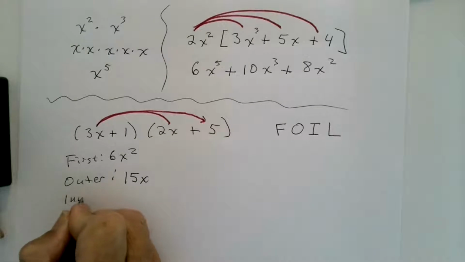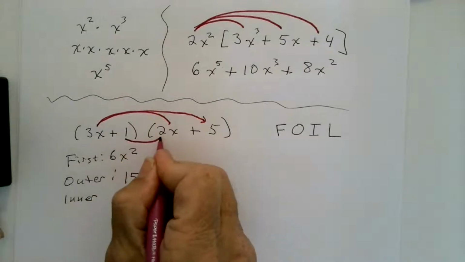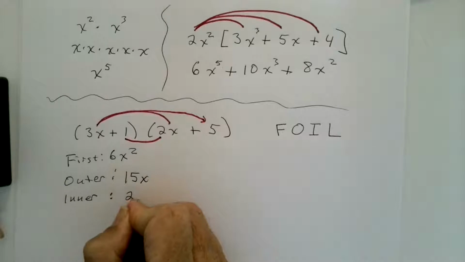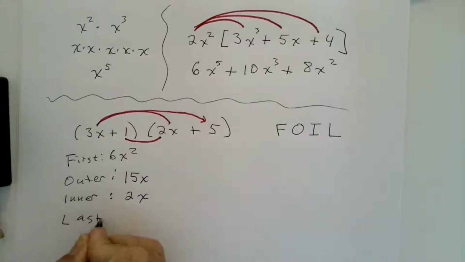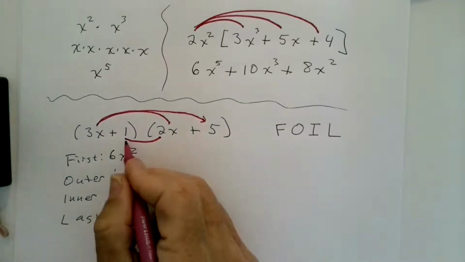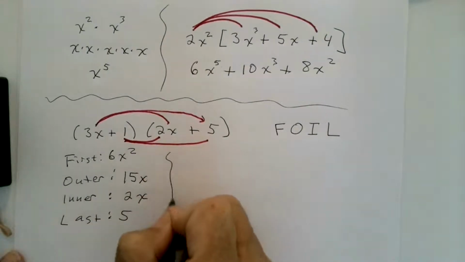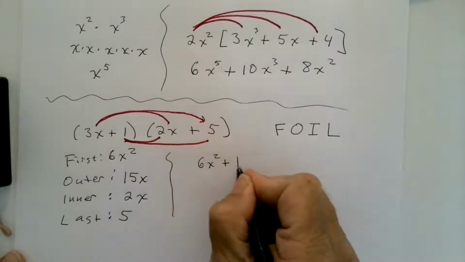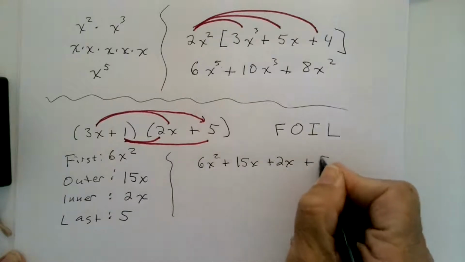Inner is 1 times 2x, the terms on the inside. 1 times 2x is 2x. And last, 1 times 5 is 5. So that's the way it is most often taught here in the States. Add all those together: 6x squared plus 15x plus 2x plus 5.